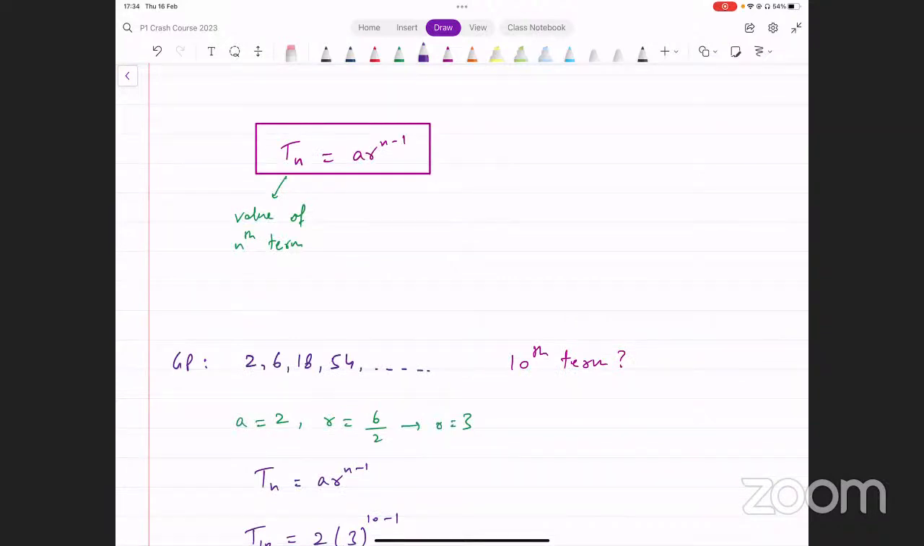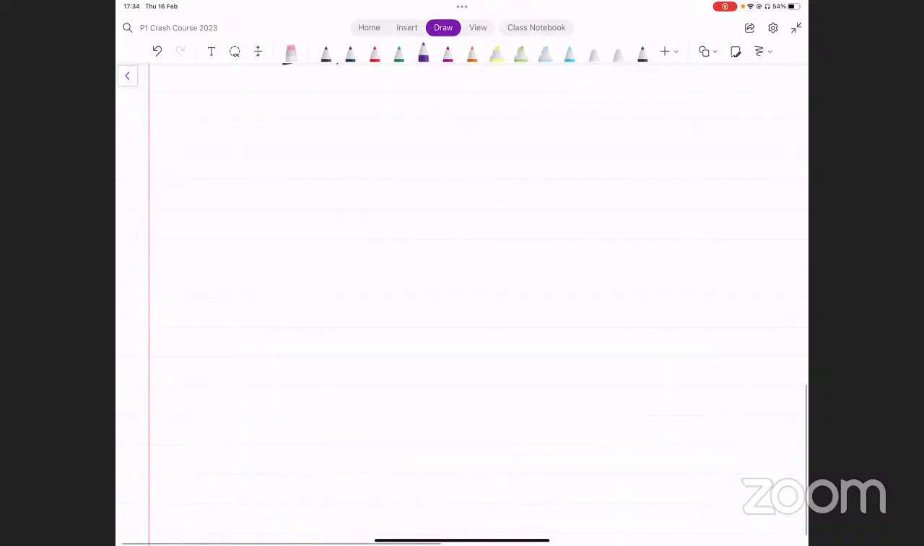Now let's talk about the sum of a GP. For the sum of a GP, we have this formula: Sn equals A into 1 minus R raised to power n divided by 1 minus R. This is the sum formula for a geometric progression. All right. So this is the next thing that you need to know about.